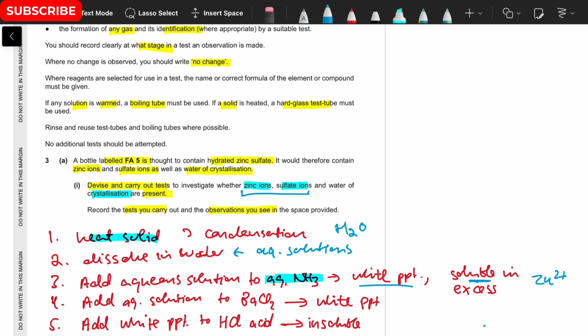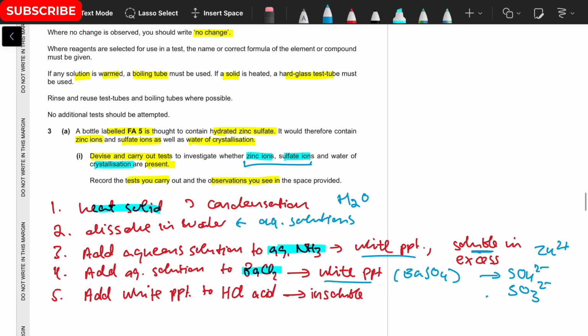Then we can take another portion of this solution and add it to our barium chloride. If a white precipitate is formed, then that means barium sulfate was formed, and we have sulfate ions. However, this isn't just the case with sulfate ions. This can also be the case with sulfite ions. And to distinguish between the two, we're going to add hydrochloric acid. If our white precipitate is insoluble in hydrochloric acid, then that is for sure an indicator that sulfate ions are present.